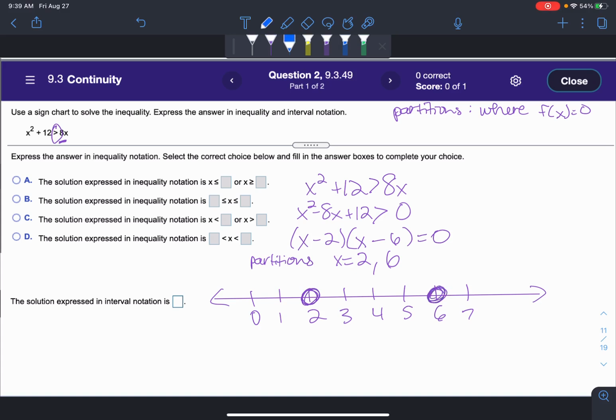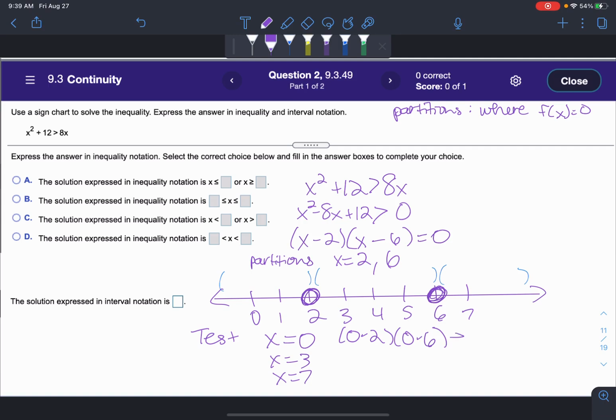And so now remember, I want to know what the signs are for these intervals. We now have 3 intervals like the last problem. So let's pick some test points. I'm going to test 0 for the first interval, x equals 3 for the middle interval, and let's do x equals 7 for the last interval. So plugging in, I get 0 minus 2, 0 minus 6, which is a minus times a minus, which will eventually give me a positive.